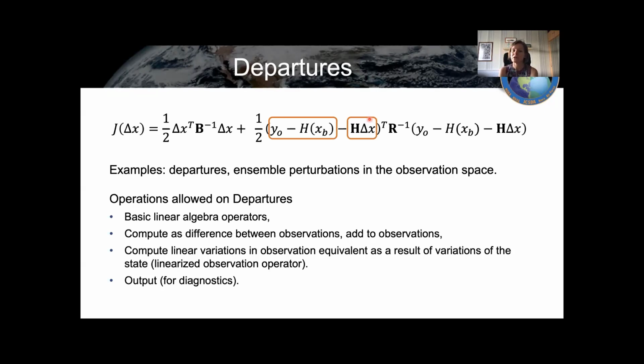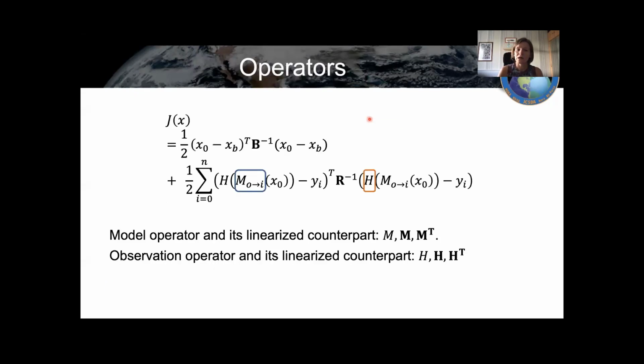We could compute linear variations in observation equivalent by using linear observation operator. Could also output the result of departures, for example, for the diagnostics. A couple more classes, interface classes, that I'll just briefly mention.